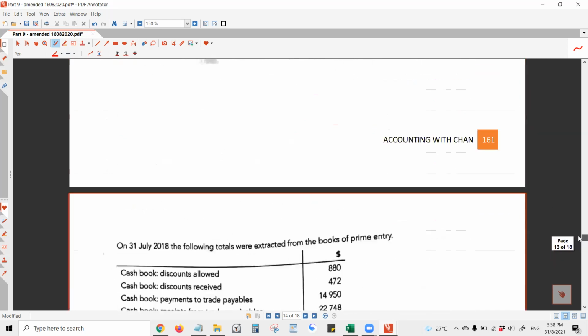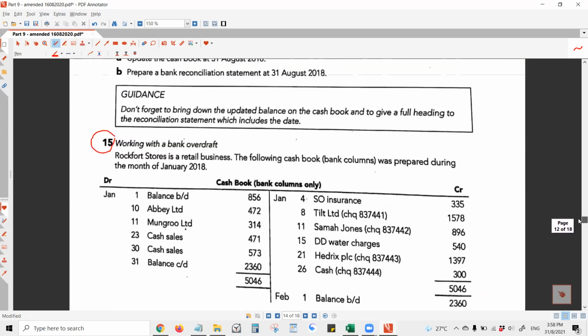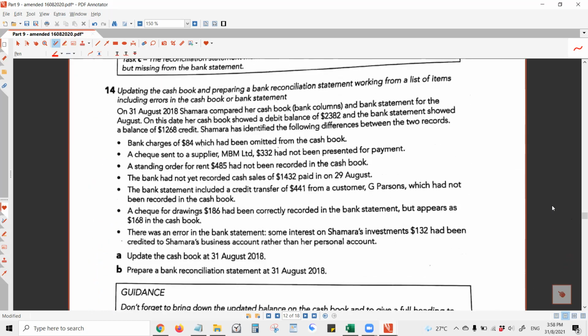And then you try one more, which is in a different form. The question is in a different form. On the same page, 160, question 14, A and B.